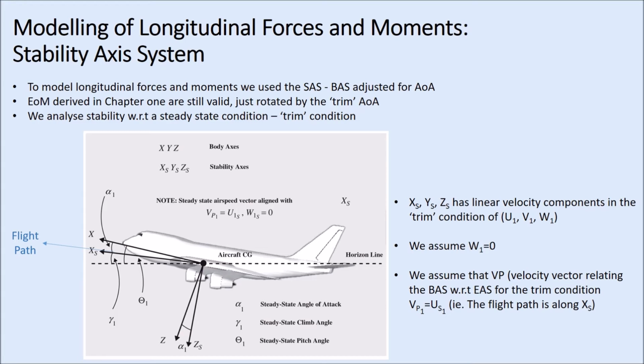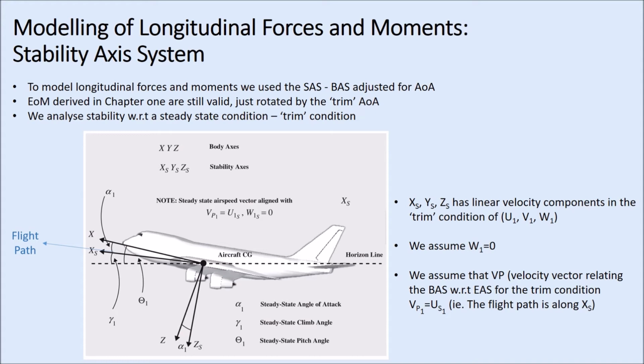Gamma 1 is the climb angle. So in this diagram, the aircraft is ascending, so you can see that with respect to the horizon line. And finally, the pitch angle is the angle which the body axis system makes with the horizon. So you can see that in this diagram, theta 1 is the sum of alpha 1 and gamma 1.